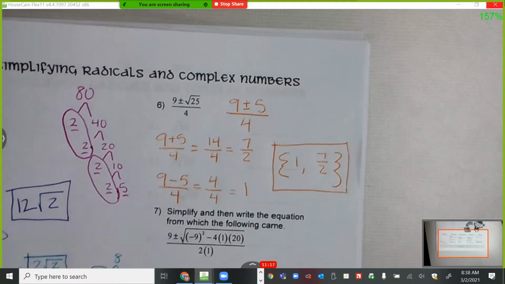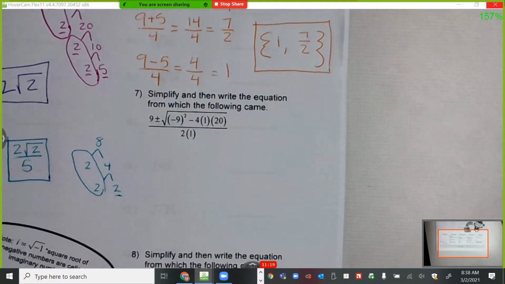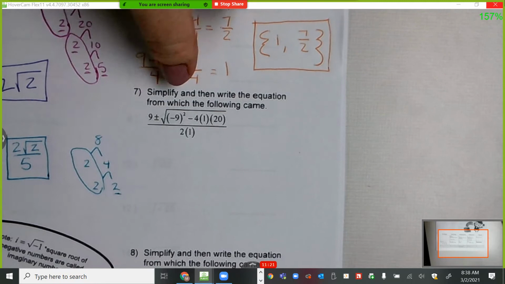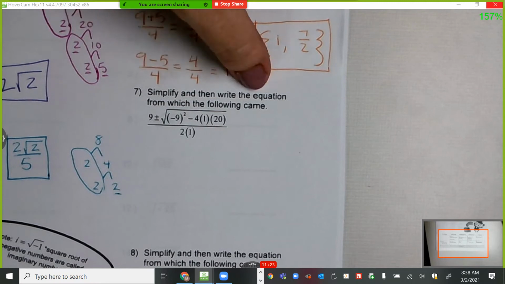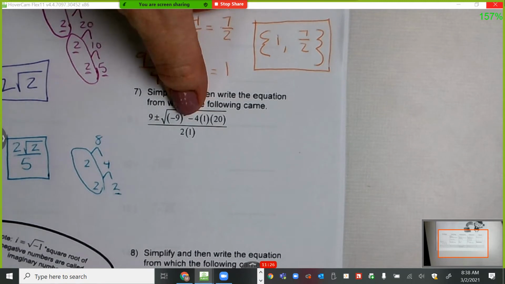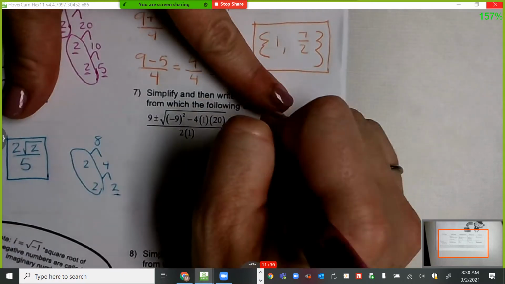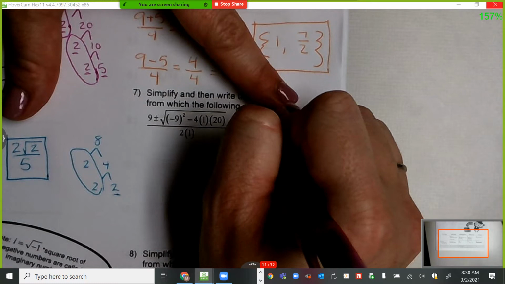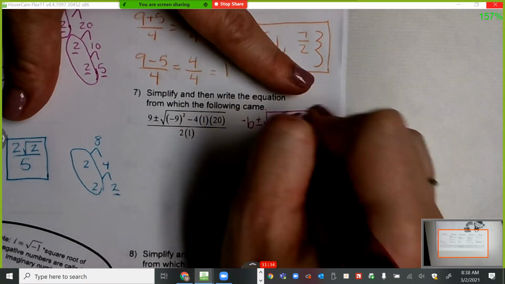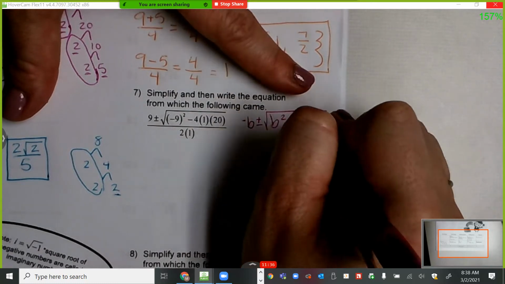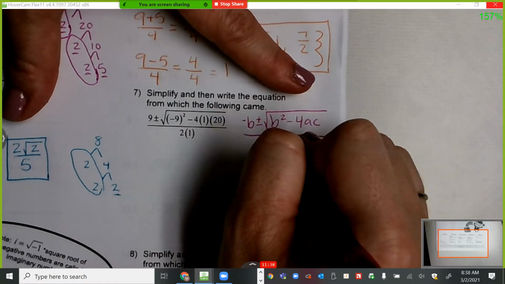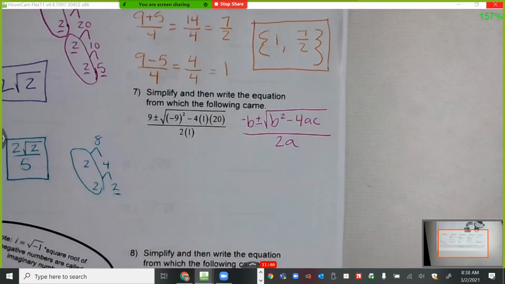Okay, cool thing is you'll be able to use your notes, so you'll never have to memorize the formula. But this one does say simplify and then write the equation from which the following came from. Okay, so let's look at that first. So I want you to know that it's negative b plus or minus square root of b squared minus 4 times a times c all over 2a. Okay, you won't have to memorize that.